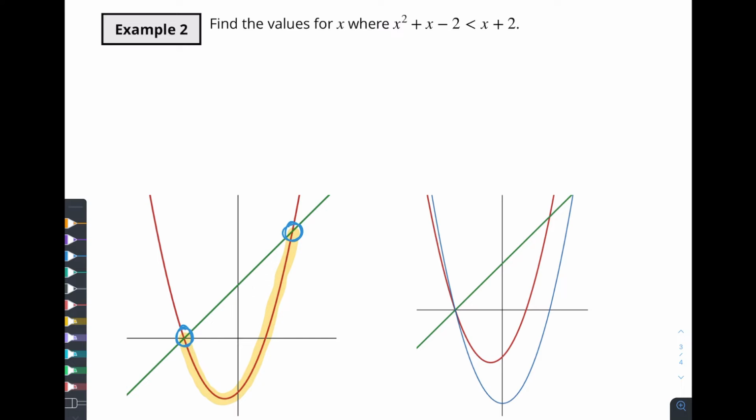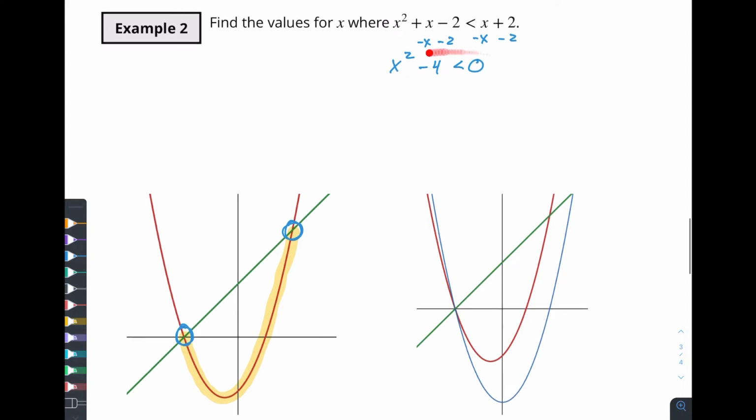Now in the previous video, we looked at this same red and green graph, superimposed over here, and we rearranged this, moving these two pieces over to this side of the equation. So I'm going to subtract x and subtract 2 from both sides of my equation, and I'm going to be left with x squared. x minus x is 0x, negative 2 minus 2 is minus 4, and I'm going to look to see where that is less than 0.